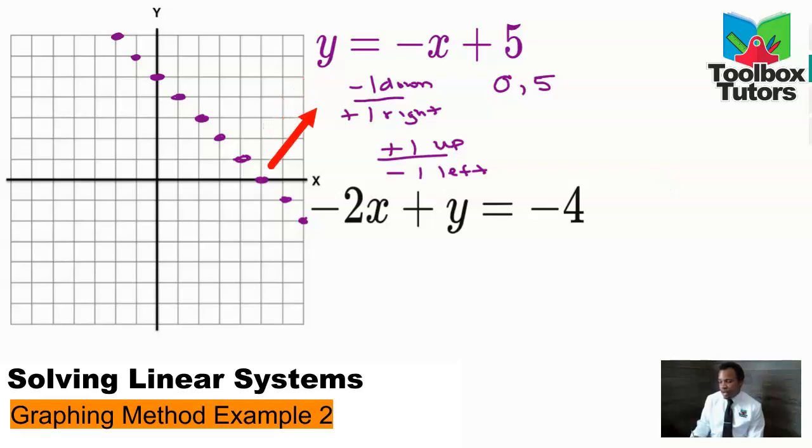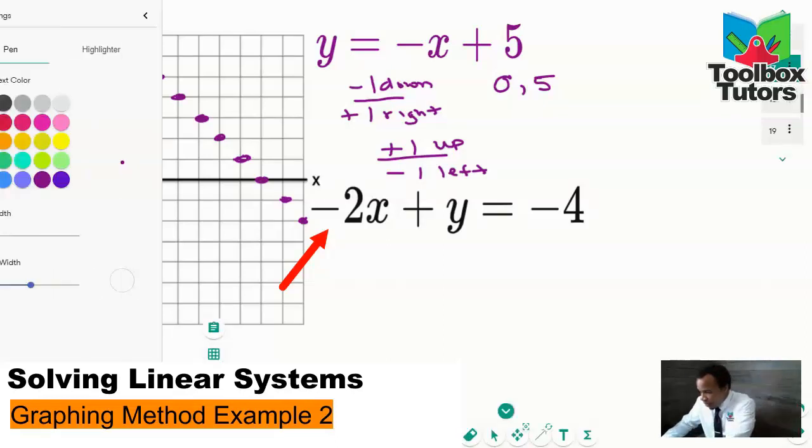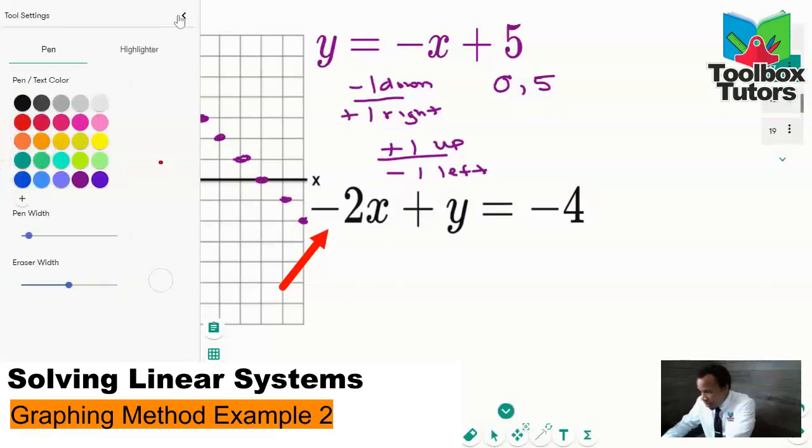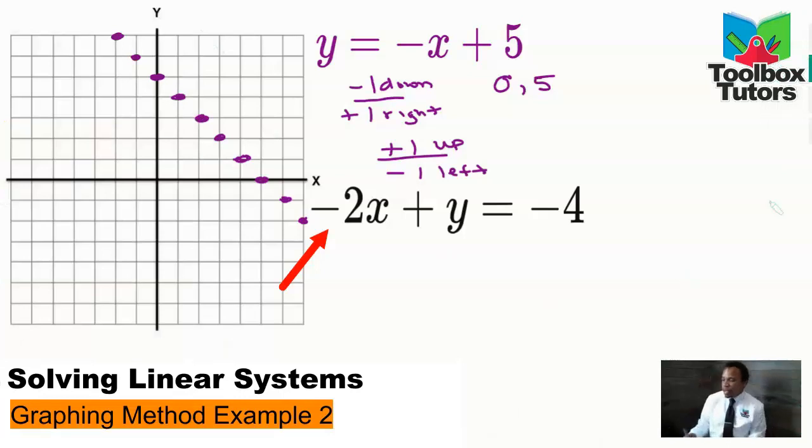Now we'll look at -2x plus y equals -4 on the coordinate plane. I'll use red for this one. Notice that -2x plus y equals -4 is not in slope-intercept form. To get this in slope-intercept form, we want to solve for y, meaning we want y on one side of the equal sign by itself.